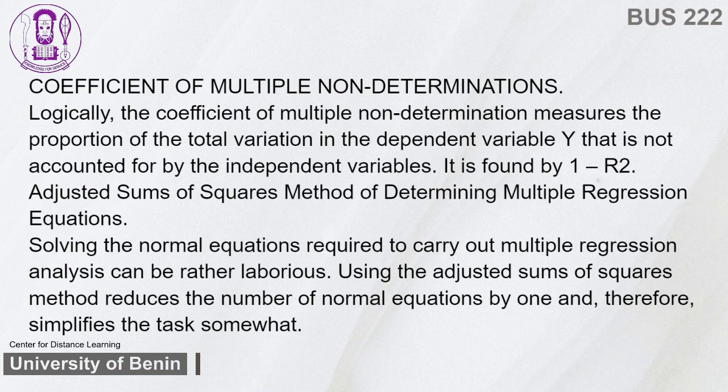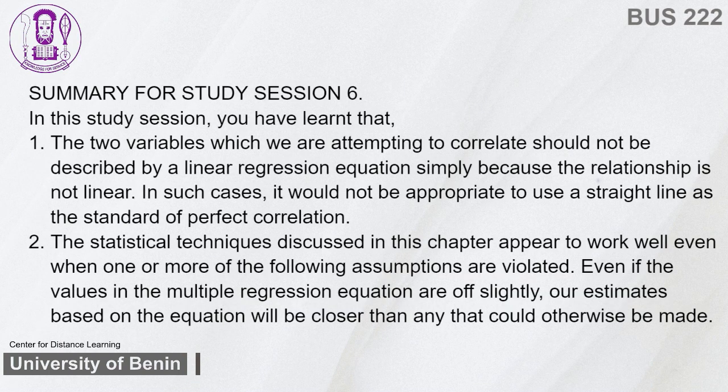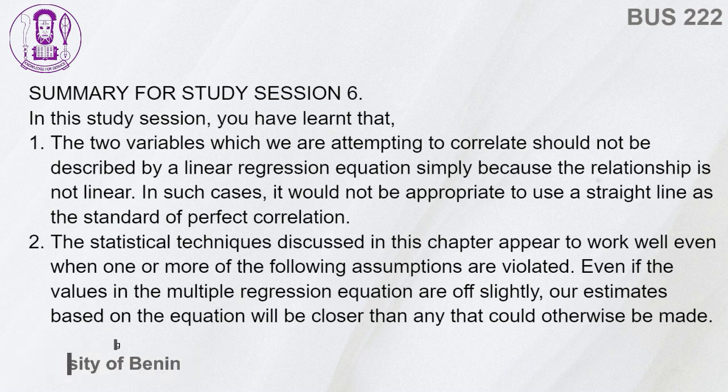Summary for Study Session 6. In this study session, please note the following. 1. The two variables which we are attempting to correlate should not be described by a linear regression equation simply because the relationship is not linear. In such cases, it would not be appropriate to use a straight line as the standard of perfect correlation. 2. The statistical techniques discussed in this chapter appear to work well even when one or more of the following assumptions are violated. Even if the values in the multiple regression equation are off slightly, our estimates based on the equation will be closer than any that could otherwise be made.